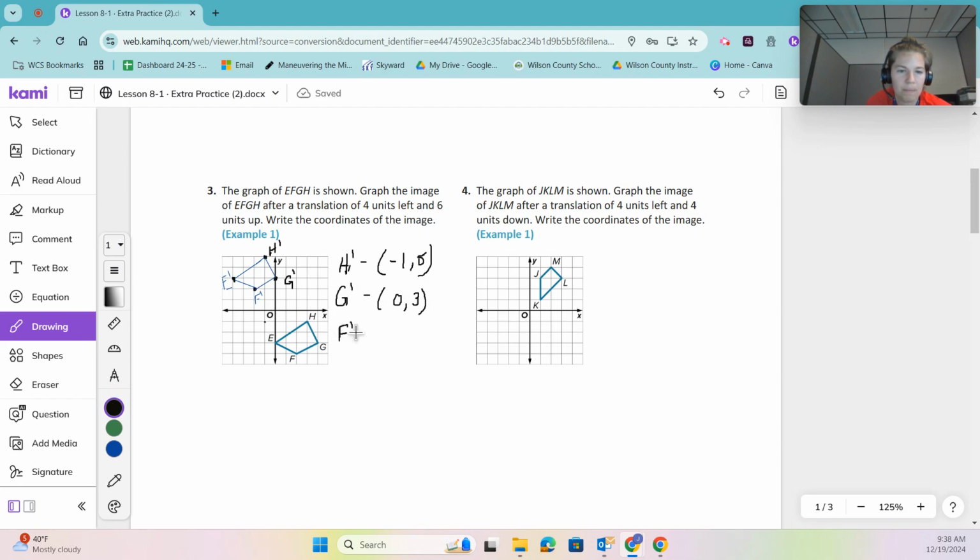F prime is -2, 2. And E prime is -4, 3. Okay, and those are the coordinates. All right, you can try number 4 on your own there.